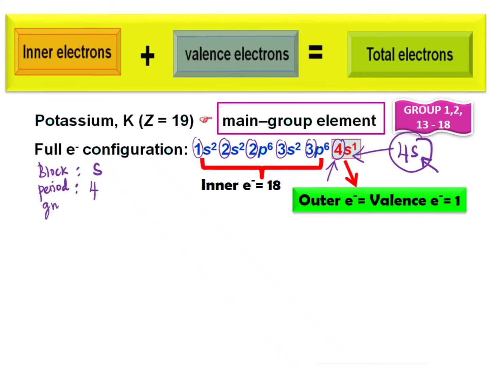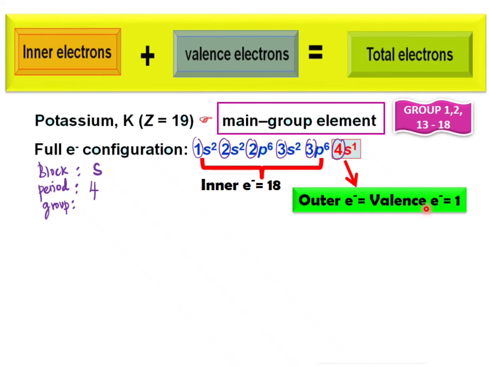And then group. So to identify the group, you need to know the valence electron. Okay, kenapa kita kena tahu valence? Sebab ini adalah main group element. Macam mana madam tahu dia main group? Sebab dia adalah block S. Ingat, block S adalah main group element. Block P juga adalah main group element. So bermaksud main group element should be in between group 1 to 13 until 18. So it must depend on the valence electron.